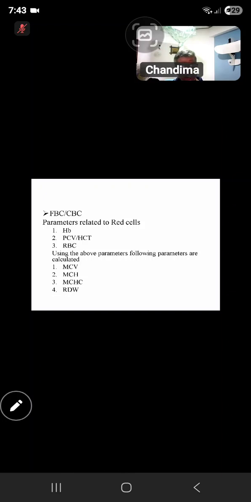HCT means the total volume of red cells present in a certain amount of blood. It means if we take 1 liter of blood, the percentage of red cells present in this blood volume is named hematocrit. The difference between these two is, packed cell volume is measured, and the HCT is the calculated one that we use in the automated full blood count analyzer.